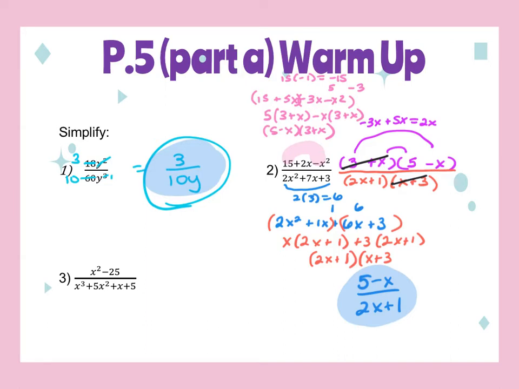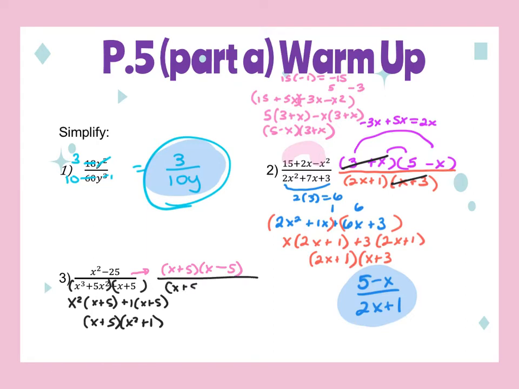Then number 3. So number 3 had the difference of 2 squares in the top. I'm going to factor that by doing x plus 5, x minus 5. The denominators factor by grouping. So I'm going to group these and these. I take out the x squared, x plus 5. Take out a positive 1, x plus 5. And I get x plus 5 and x squared plus 1. That's the denominator. And then I can cross through the x plus 5s, and I get x minus 5 over x squared plus 1.